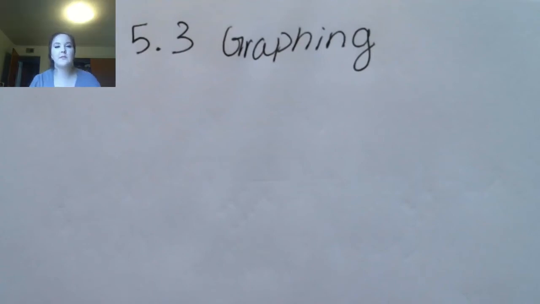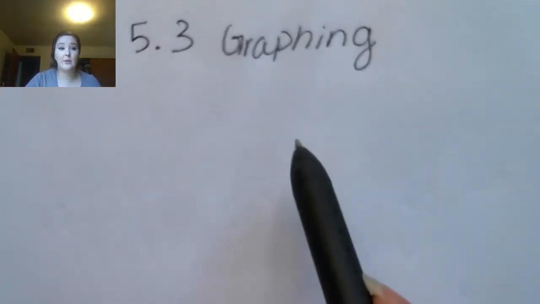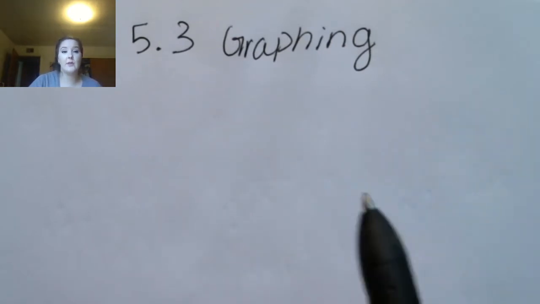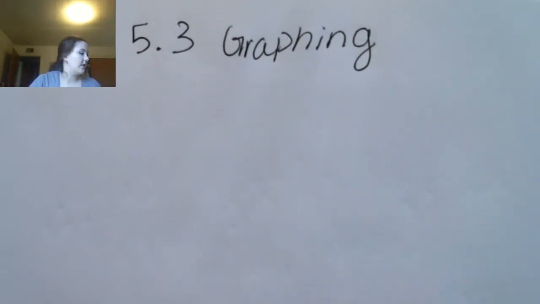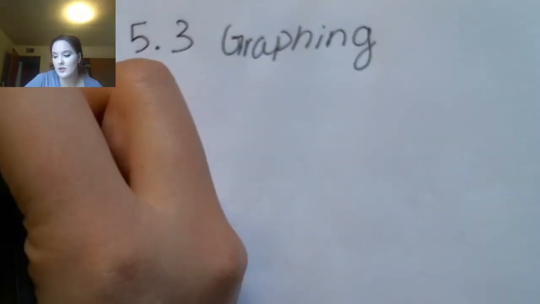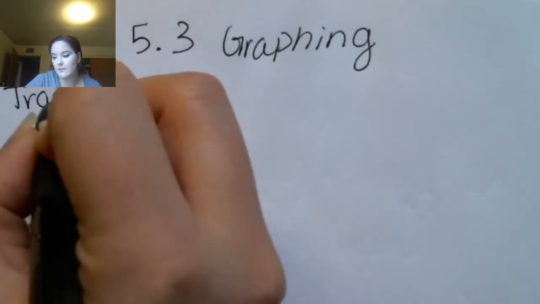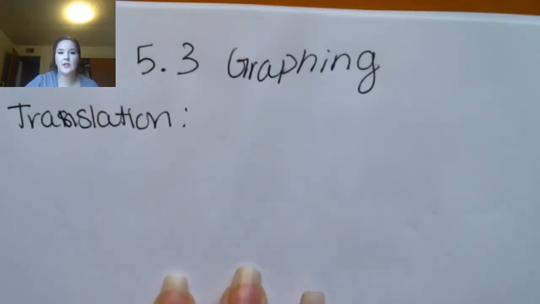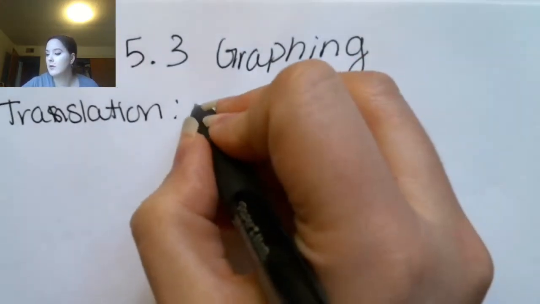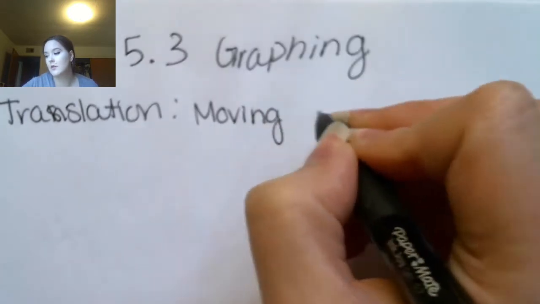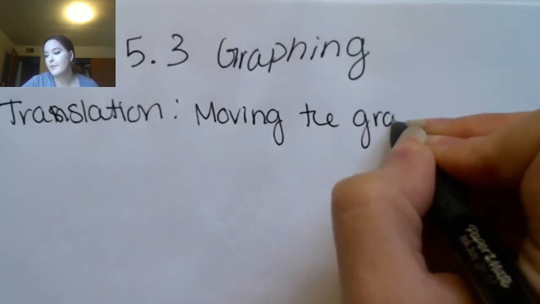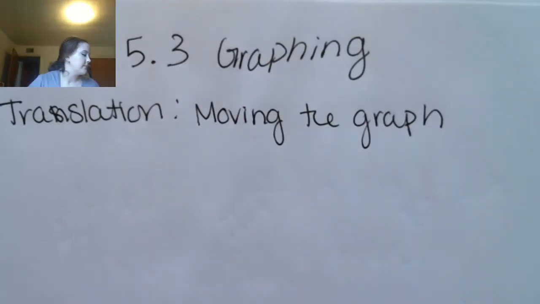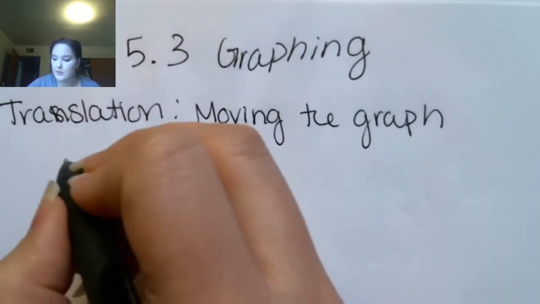Hey everybody, so in this video we're going to still talk about 5.3, but we're actually going to start graphing using our base graphs and transformations. Okay, so the first thing we're going to look at is translation. Okay, so what translation is, is moving the graph. Okay, so the first thing that we can see is what if we add or subtract a number?